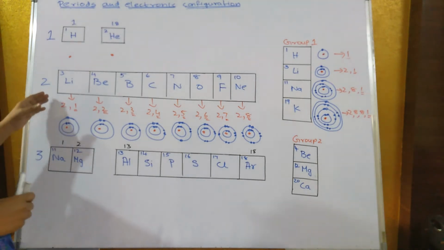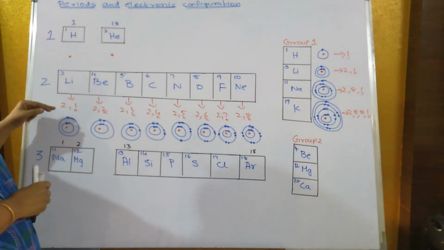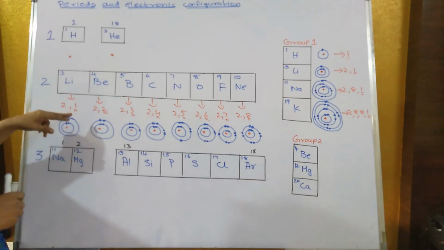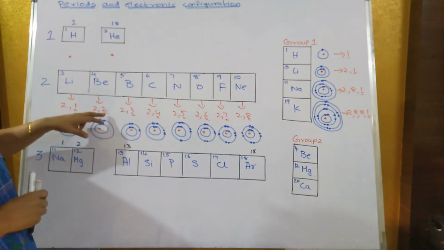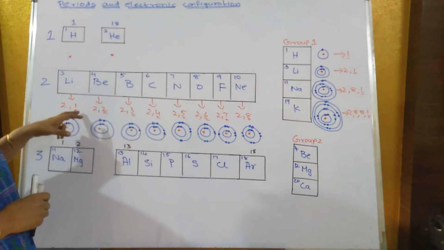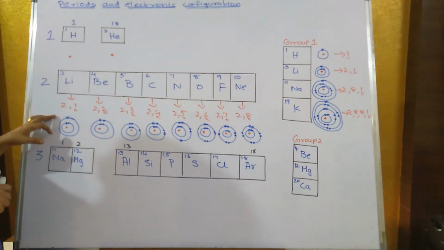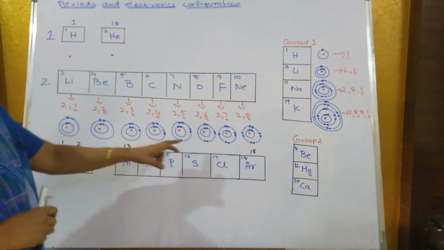Now in period 2, the number of valence electron goes on increasing one at a time. First it was 1, then 2, then 3, then 4. How many shells are there in this period 2? All the elements are having only 2 shells.